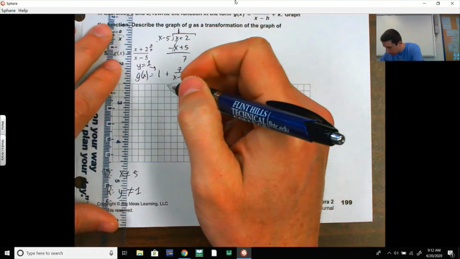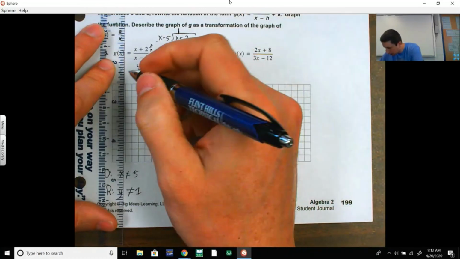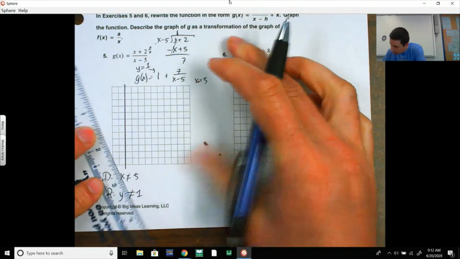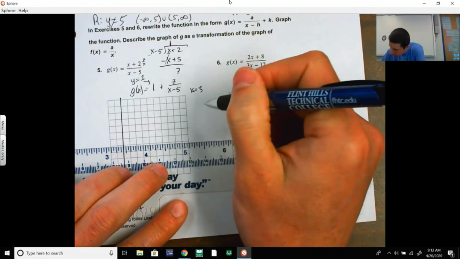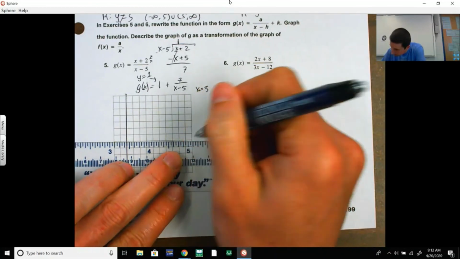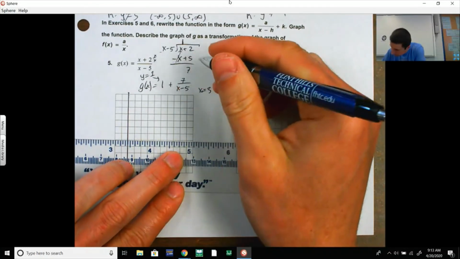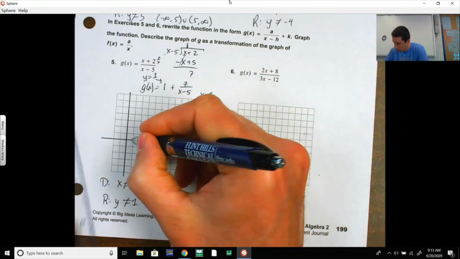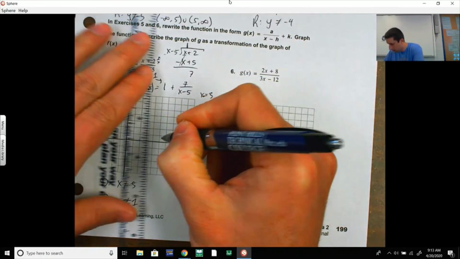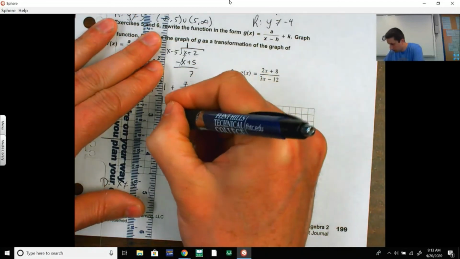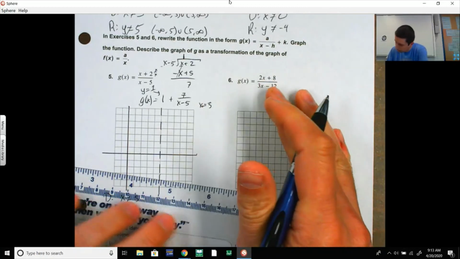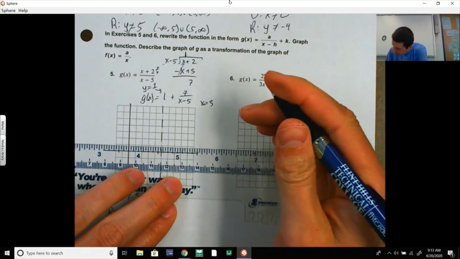So x equals 5. That means I probably need to put my x-axis farther to the left, my y-axis just down a little bit. So I can go up 1. So 1, 2, 3, 4, 5. Yeah, pretty close. Here's my new x. This is my vertical asymptote, and y equals 1.